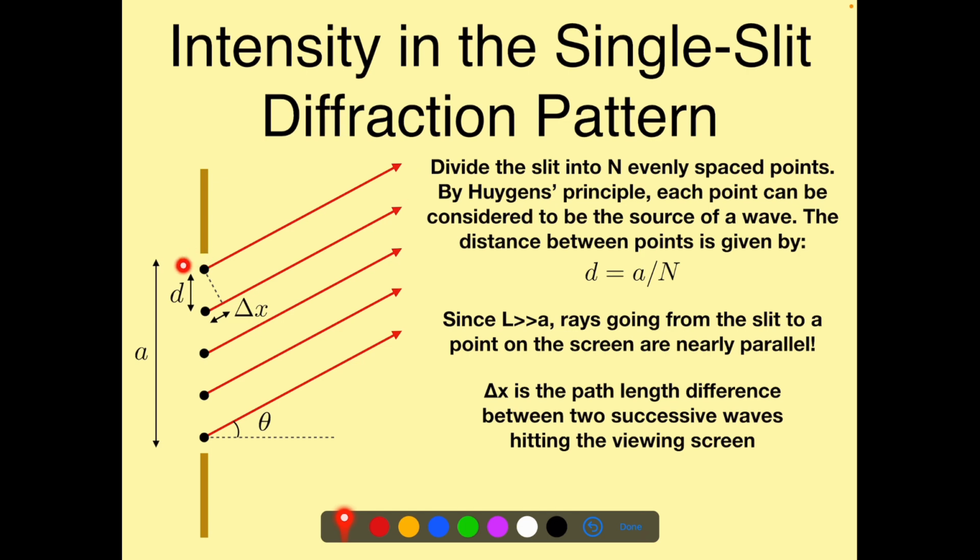And so if we compare these 2 points on the slit that are emitting waves and traveling towards the viewing screen over here, we can see that the wave emitted a little bit lower on the slit over here has to travel a slightly greater distance than this point over here. So that extra distance is what we call delta x, or the path length difference between the two waves. So now let's find a way to calculate delta x, or come up with an expression for delta x.